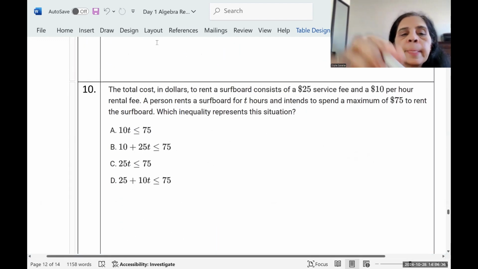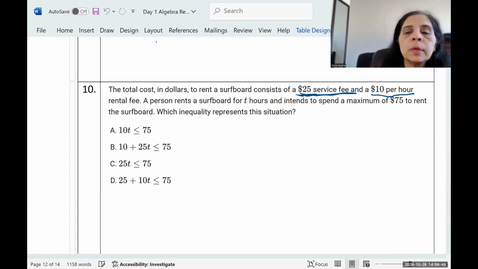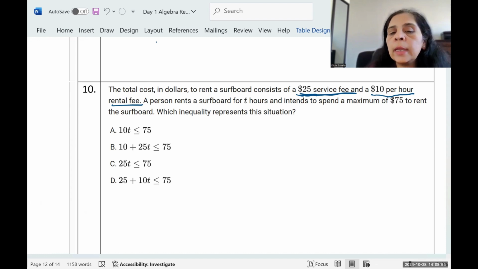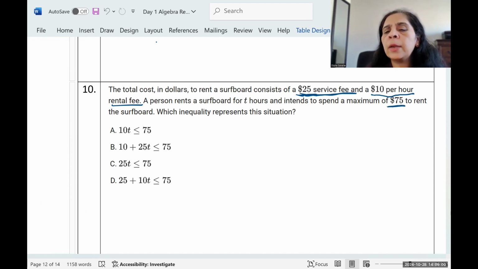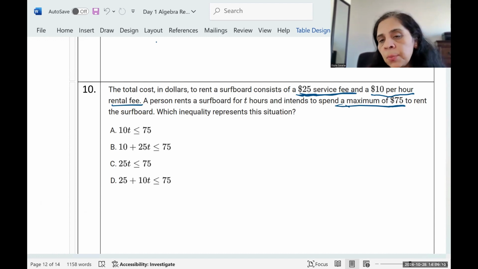Number 10, okay. The total cost in dollars to rent a surfboard consists of a $25 service fee and a $10 per hour rental fee. A person rents a surfboard for 2 hours and intends to spend a maximum of $75 to rent the surfboard. Which inequality? Maximum. And we have an inequality. So think about maximum. We cannot spend more than 75. So that must be less than or equal to 75.